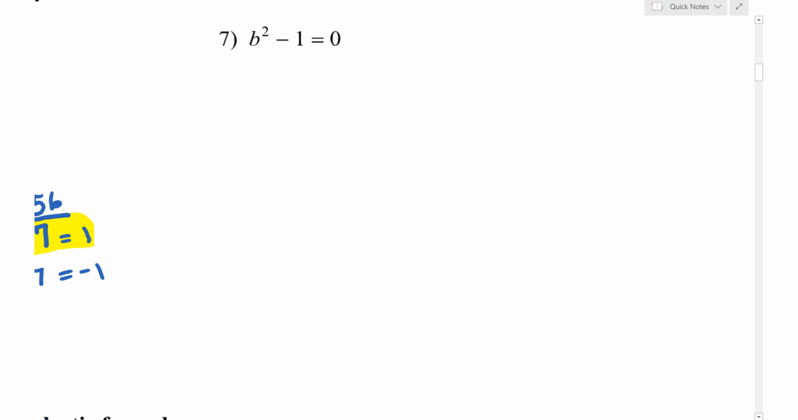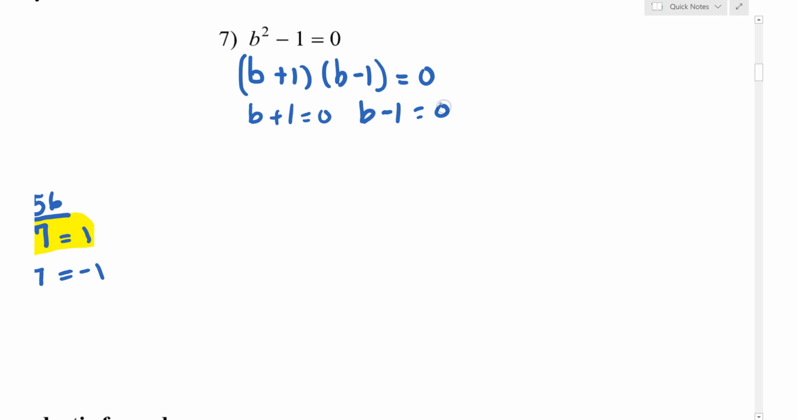B squared minus 1 is a difference of perfect squares. So it's going to be b plus 1 times b minus 1 equals 0. So b plus 1 equals 0, b minus 1 equals 0. So you subtract 1 from both sides, so b equals negative 1. And you add 1 to both sides, so b equals 1. This is a difference of perfect squares.